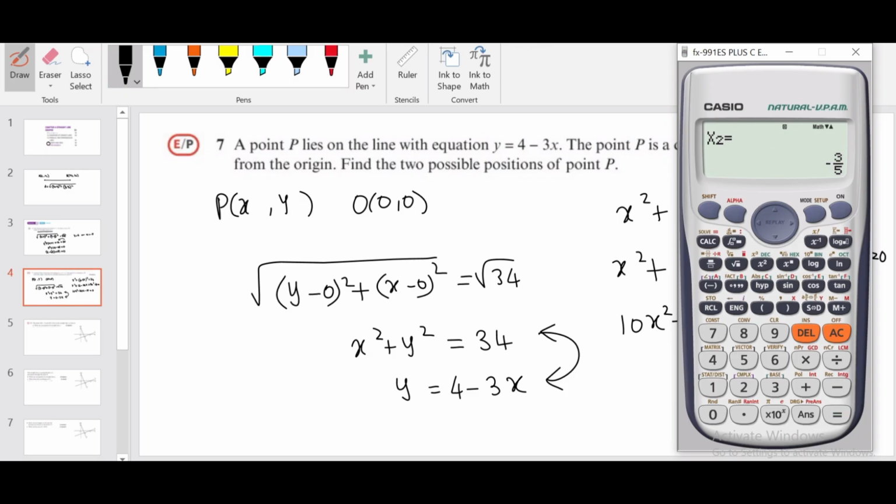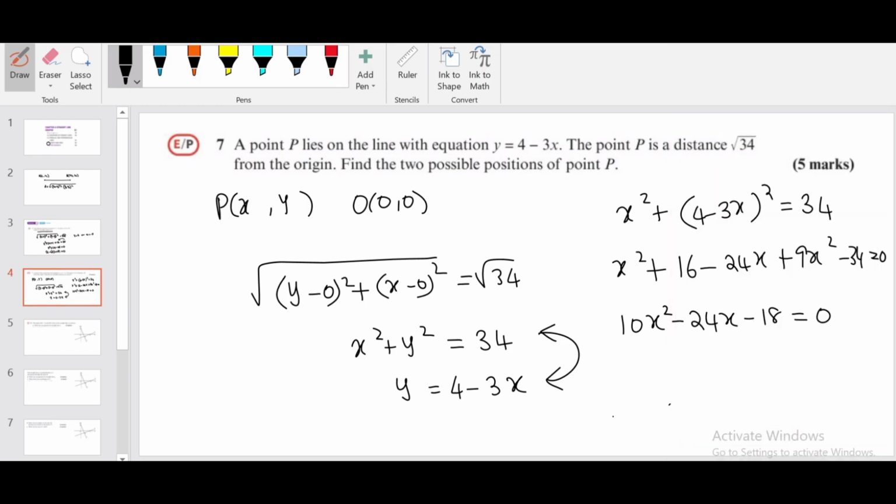3 and minus 3 over 5. So x is equal to minus 3 over 5, x is equal to 3. But if you use your calculator and write the answer straight away, you will lose marks. You need to show a step here.